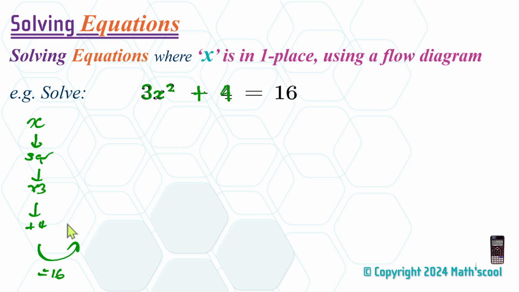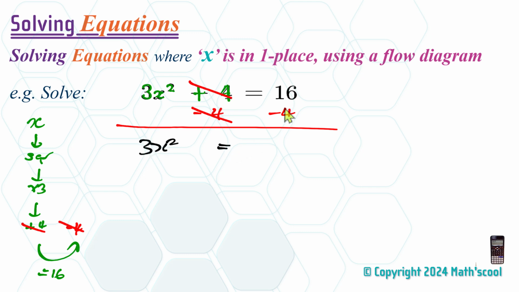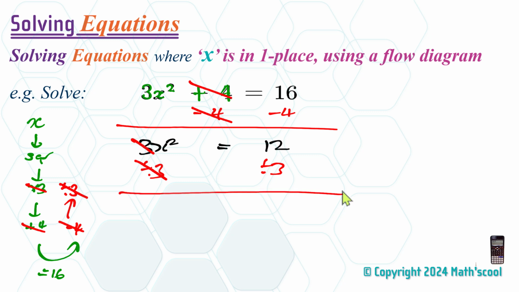And so we're going to reverse those. So minus 4 from both sides. They're going to cancel out. So that gives us 3x squared equals 16 minus 4 is 12. Now we're going to get rid of the times 3. The opposite of times 3 is divide by 3. Divide by 3 on both sides. That's going to cancel with that. And so that gives us x squared equals 12 divided by 3 is 4.